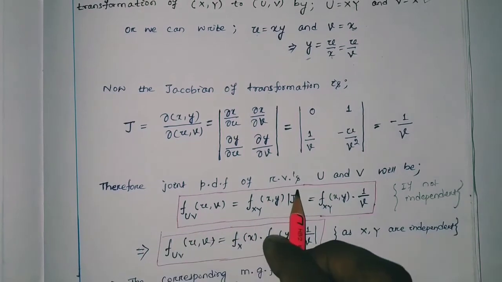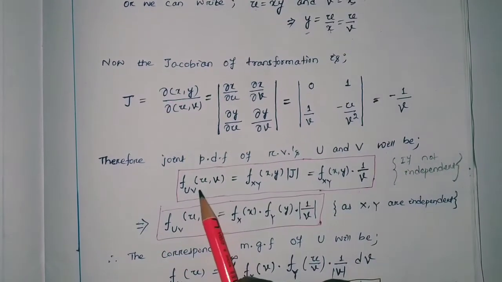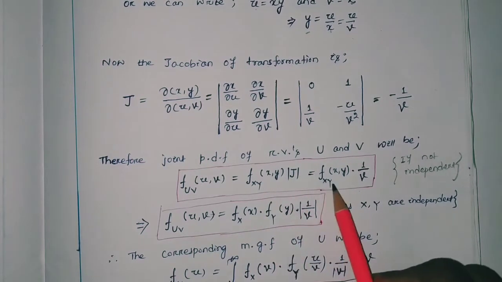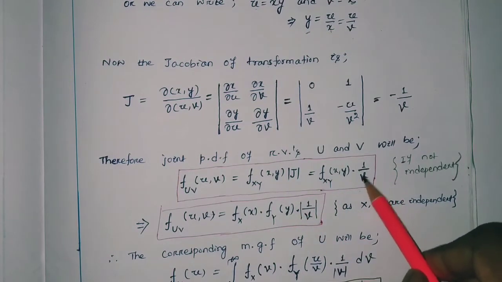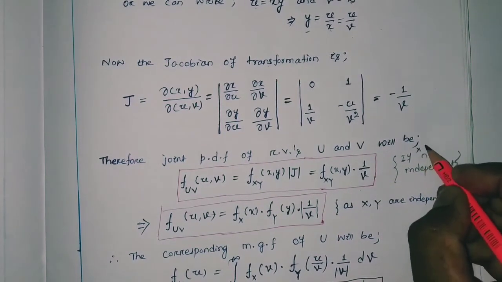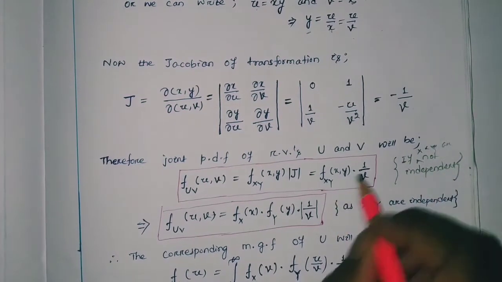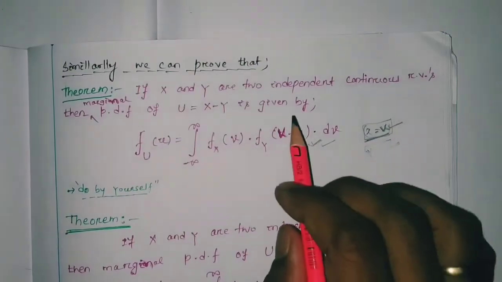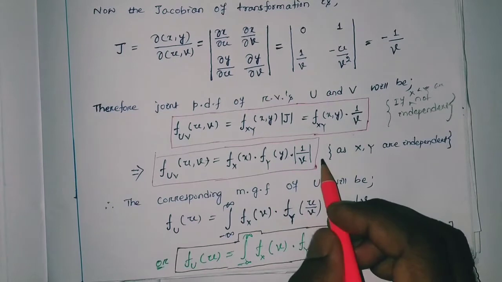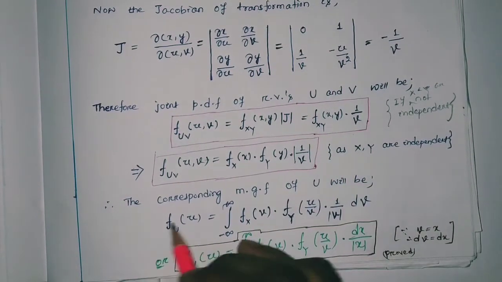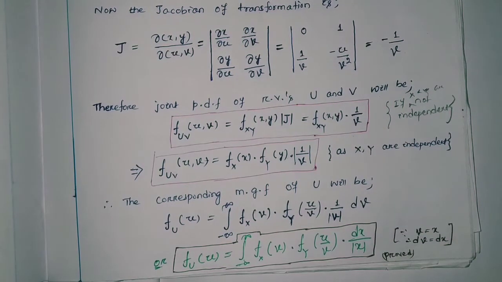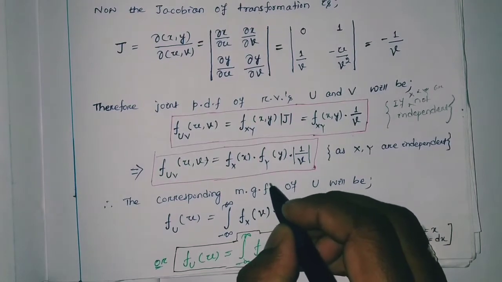Now the joint PDF of random variables u and v will be written as f UV equal to the joint PDF of xy, already given, into the modulus of the Jacobian, which equals 1 by v. This is the case if x and y are not independent. If x and y are independent, as given in the question, then this probability density function will be f of x into f of y into modulus of 1 by v, or Jacobian modulus, you can say, to get the corresponding marginal density function, you just write the marginal PDF.